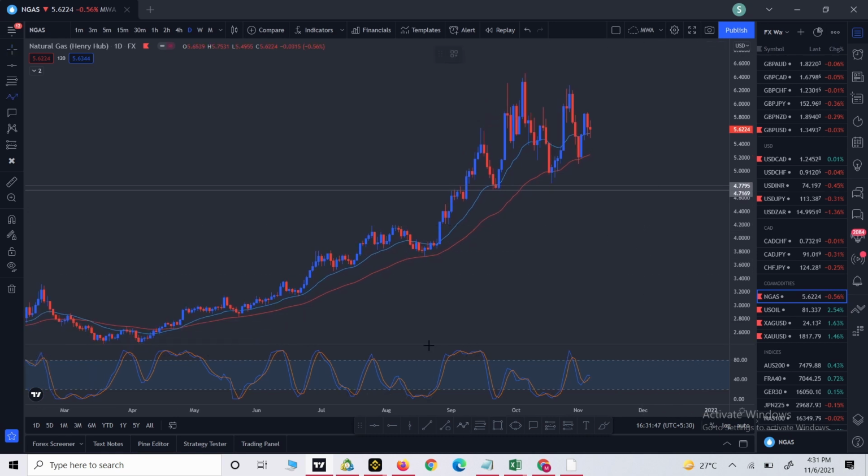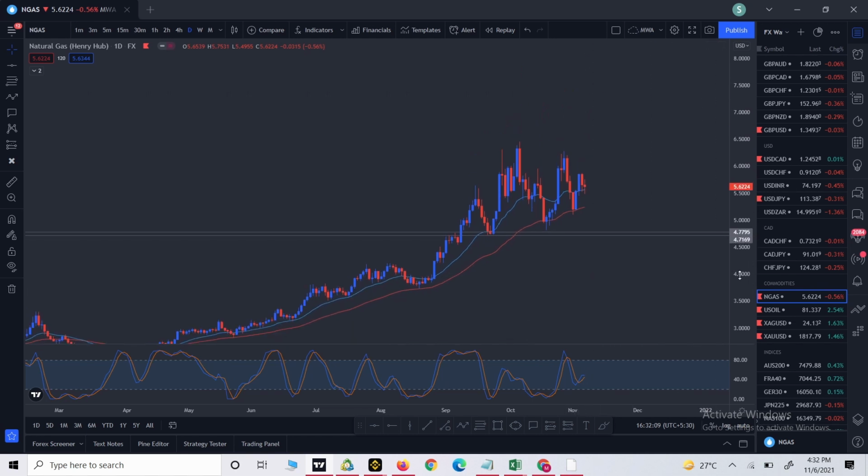Natural gas, starting from here, we have the high low, high high, high low, high high, high low, then we have the high high, and then we made a higher low. The price broke and closed above the previous low. So now as you can see, the price is between this high and this low. As we are making higher highs and higher lows, we are bullish, so we will look for long trades.